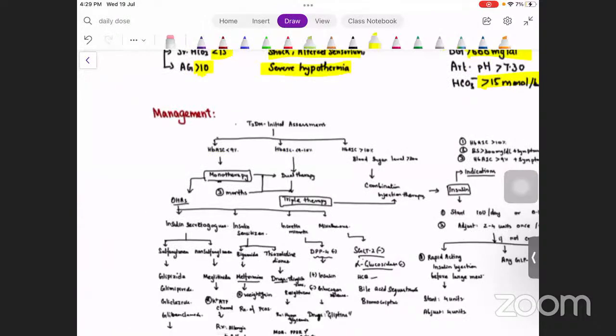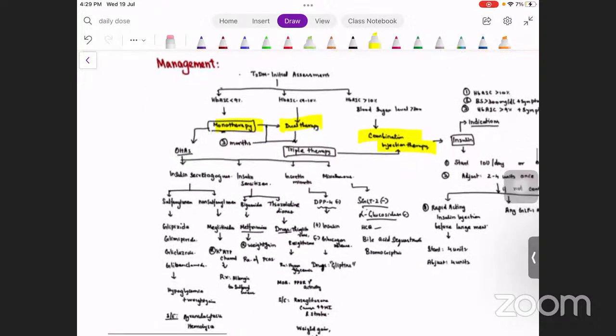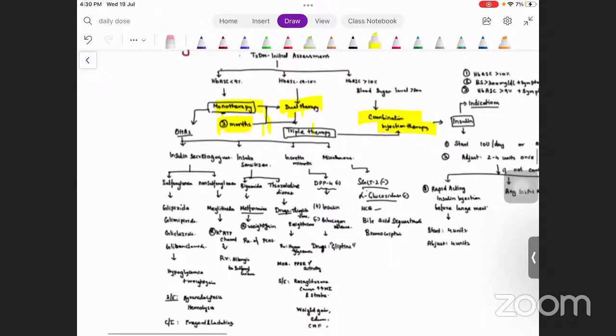Management: HbA1c less than 9, monotherapy. HbA1c 9 to 10, dual therapy. HbA1c more than 10, combination with injection therapy. We reassess HbA1c after 3 months. If the patient is on monotherapy, switch to dual therapy; if dual therapy, switch to triple therapy; if already on triple therapy, switch to combination injection therapy.